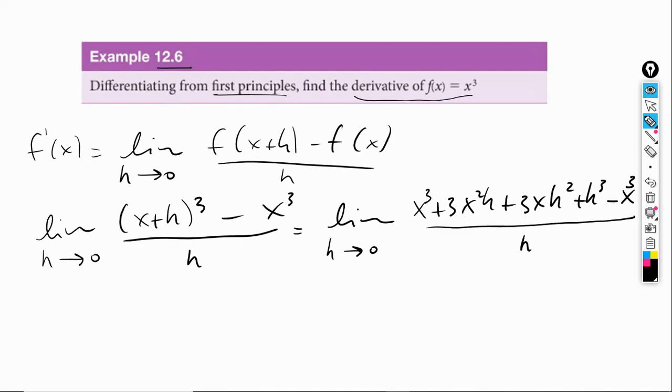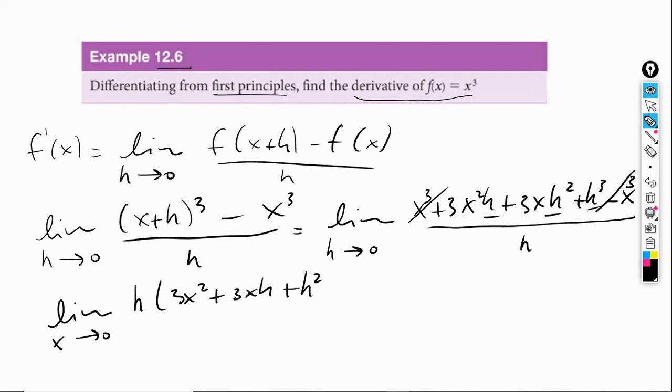So notice that here we can cancel out x cubed, and we're left with an expression that has a common factor, which is h. So we can rewrite this as, again, limit as h approaches 0 of h times (3x squared plus 3xh plus h squared), and this over h. So now we can finally cancel this bottom h, which is the one that makes it undefined. And we can finally plug in 0 for h, not for x, guys, for h.